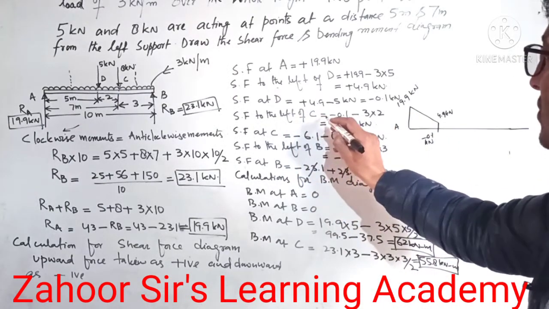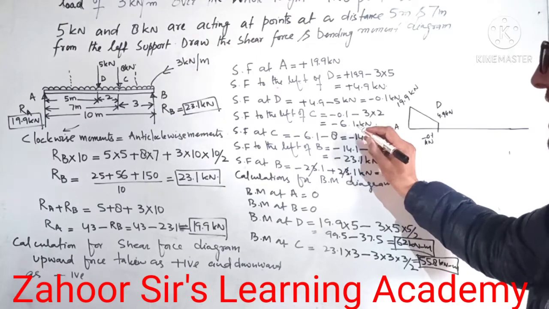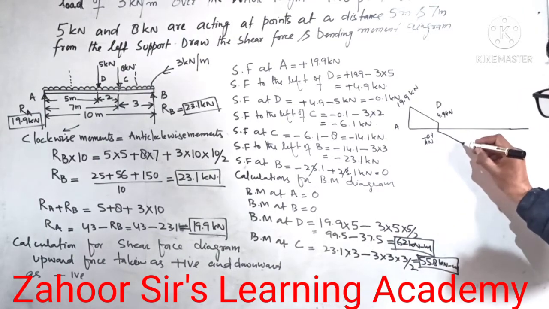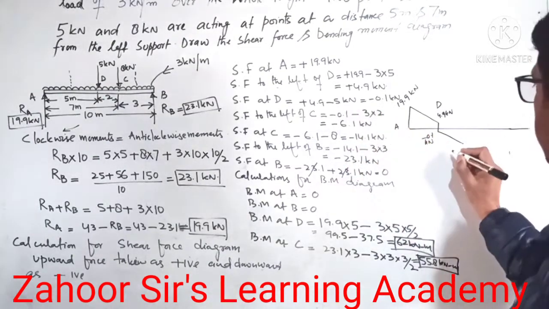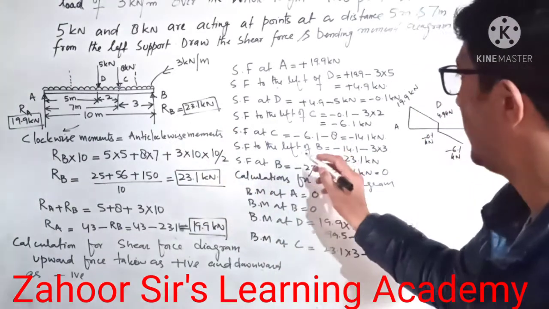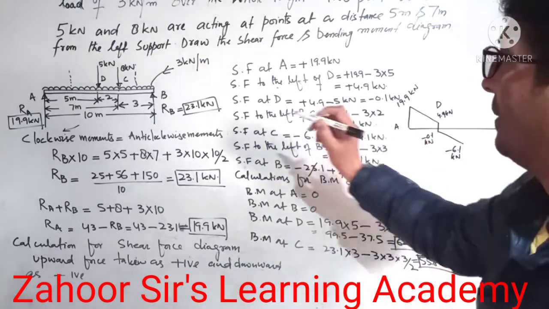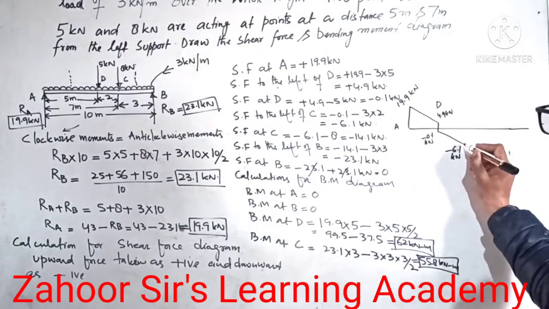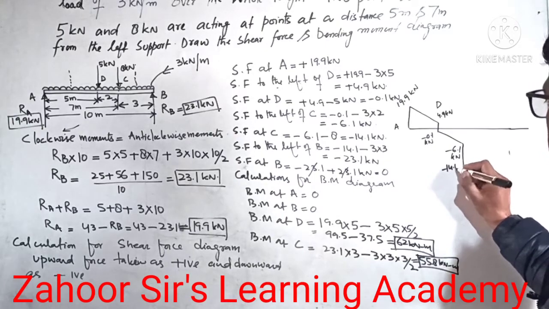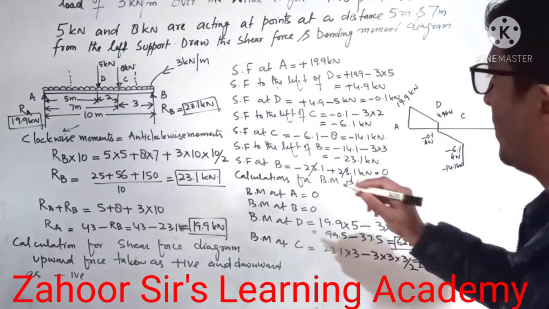Then SF to the left of C. So this was the D point. To the left of C is minus 6. Again, between D and C there was the UDL, so we have to show this with an inclined line. So to the left of C it was minus 6.1 kilonewton. Then at C, it is again going into minus 14.1 kilonewton, but here it is a vertical load, so a vertical load needs to be shown with a vertical line. So here it is minus 14.1 kilonewton.